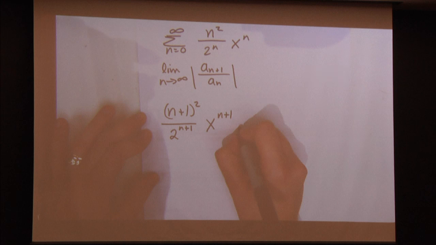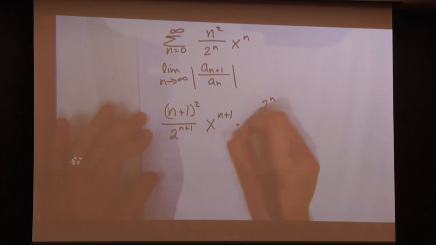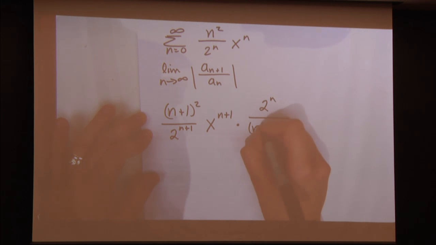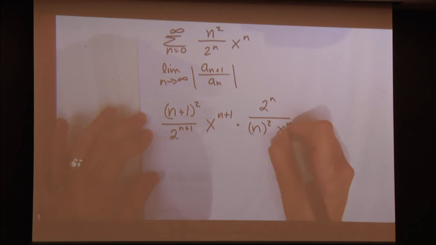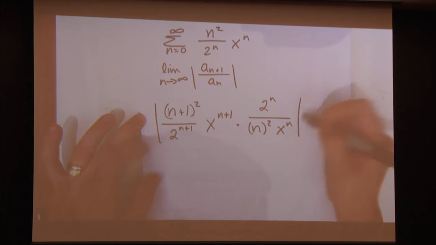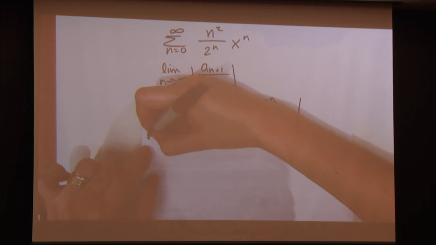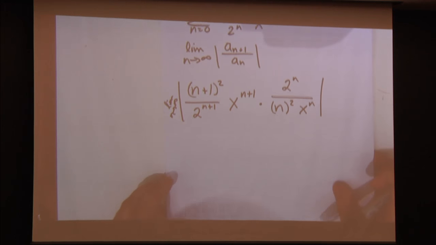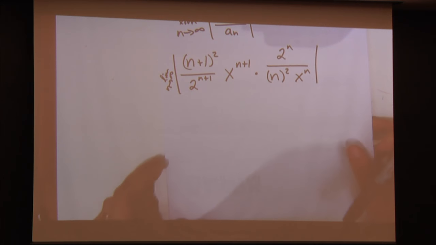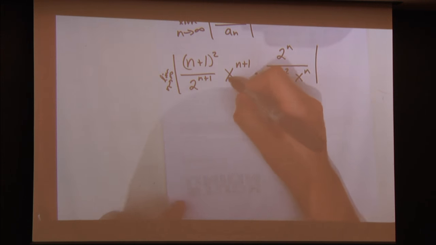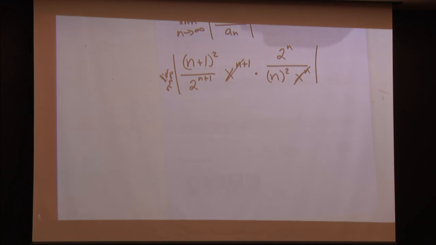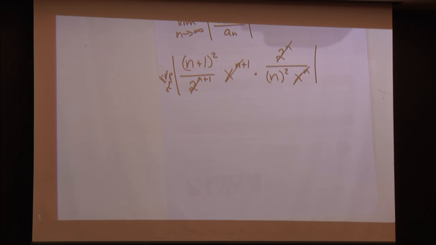Plus 1 times 2 to the n squared x to the n. And I forgot my limit. Okay, so this guy kills every one of these guys. We have 1x left. And this guy kills every one of these guys. We only have 1, 2 left.